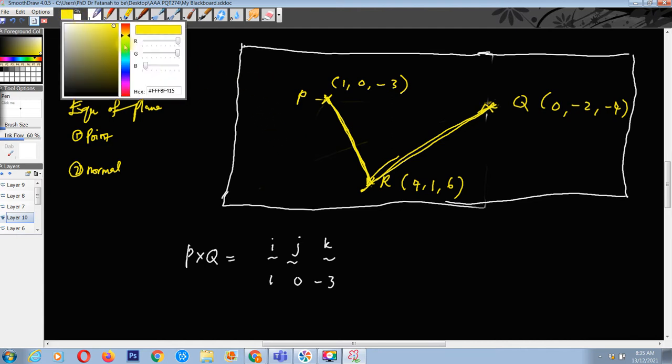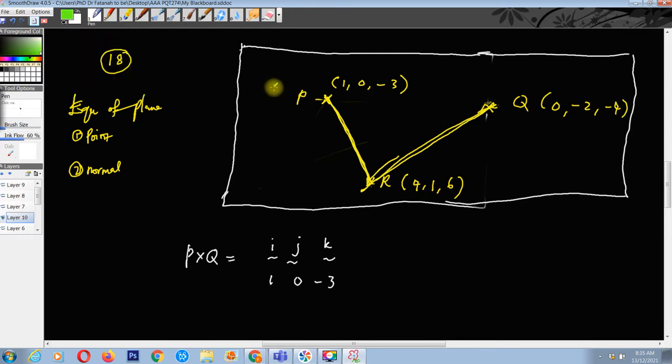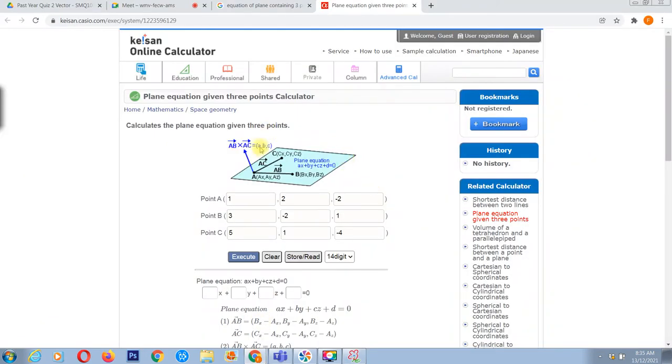So now we will get a normal. The green one is a normal, which is perpendicular to this plane. So how to get this normal? That is the big question: how to get this normal from this equation. To get this normal, it will be AB cross AC.